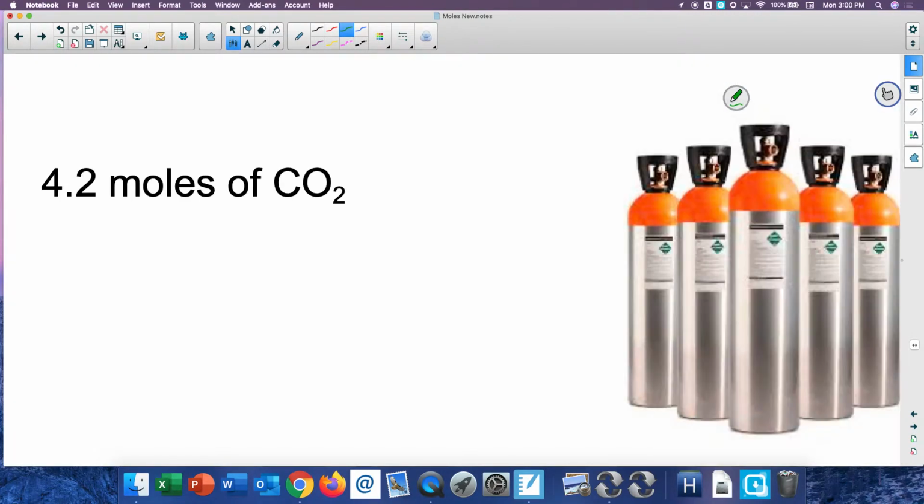Let's go to this one here. 1 mole of gas takes up 22 liters. 4 moles of gas would take up how much space? 88. Now let's do it a little more specifically. 4.2 moles would take up how much space? We're going to do what here? Multiply or divide? Multiply. We're going to multiply by 22.4 liters for every 1 mole.